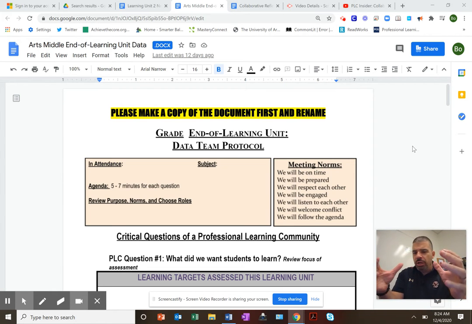So as you start, you initially meet, make sure you go over the purpose, which is to look over the data from the CFA for the learning unit. Review the norms: be on time, be prepared, respect each other, be engaged, listen, and follow the agenda.